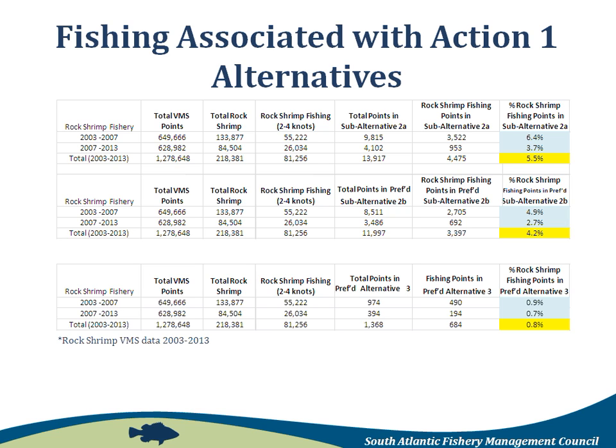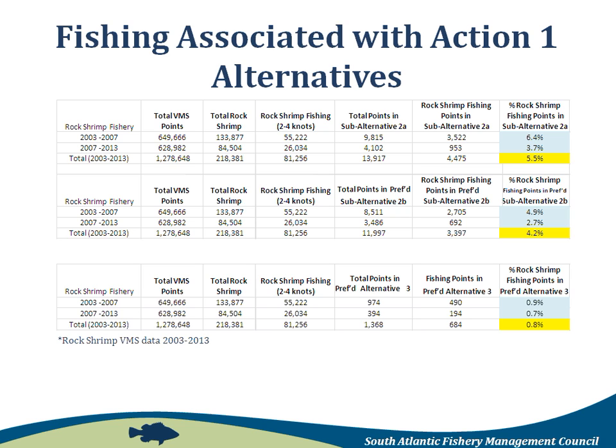This slide represents the fishing that is associated with the Action 1 alternatives as it relates to the VMS points within each alternative scenario. So if you look at the last row in each grouping associated with an alternative, this will tell you the percentage of rock shrimp fishing points that are within each alternative. Rock shrimp fishing here has been defined as those vessels traveling 2 to 4 knots.